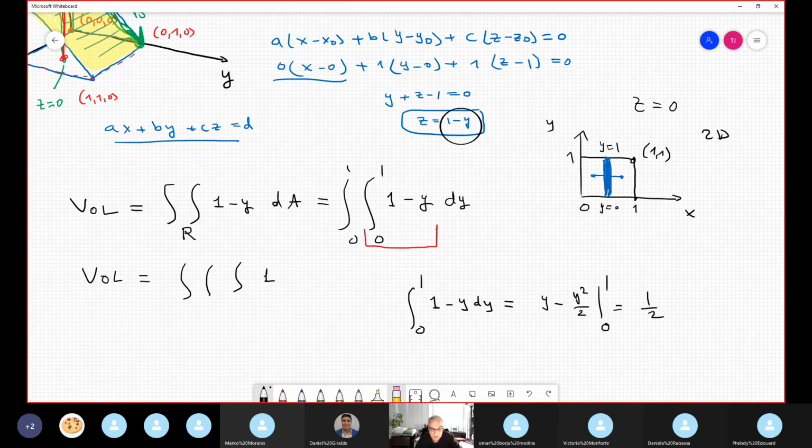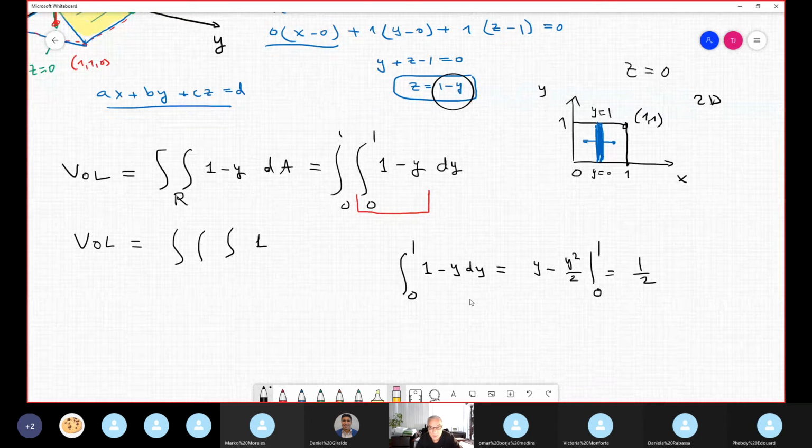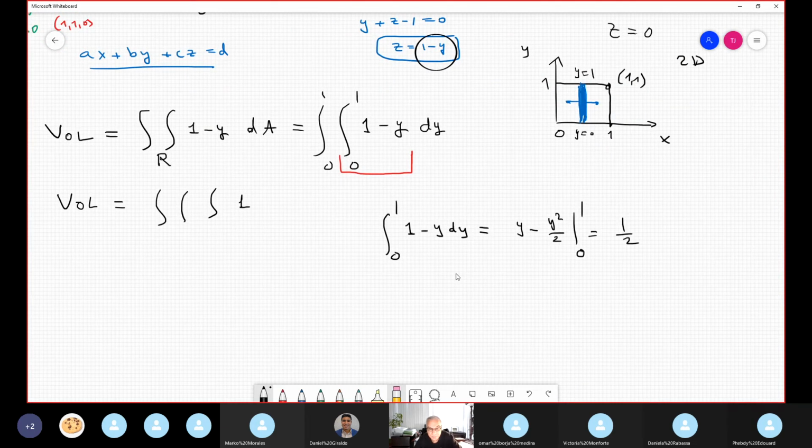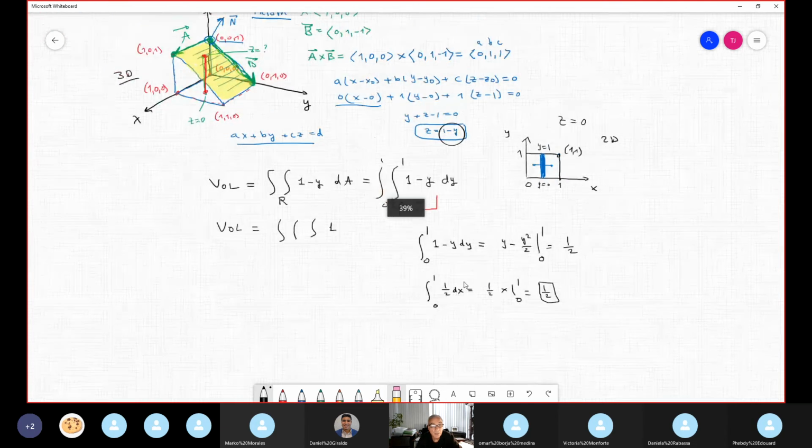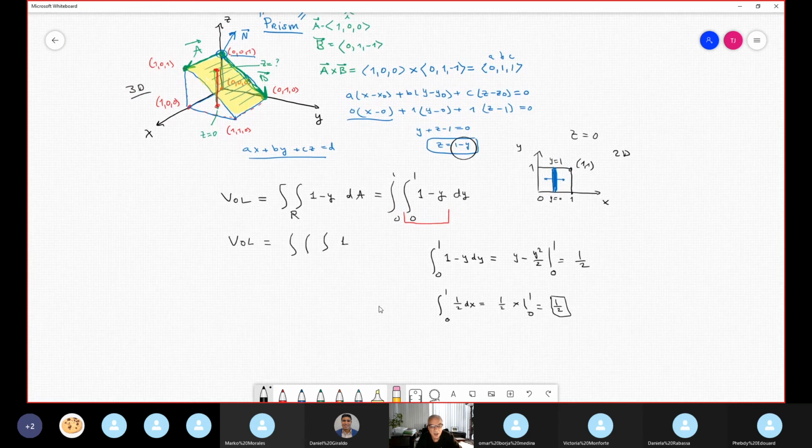Now my second integral is the integral from 0 to 1 again of 1 half dx. Super easy. 1 half is a constant, the integral of dx is x, evaluating between 0 and 1. Obviously this is 1, multiplied by 1 half, the answer is 1 half. 1 half is the volume of this prism. And this is obvious, guys, no big deal, because this prism is half of the cube.